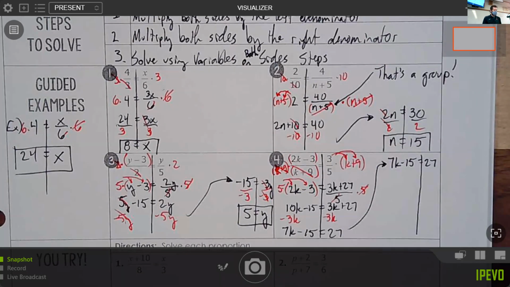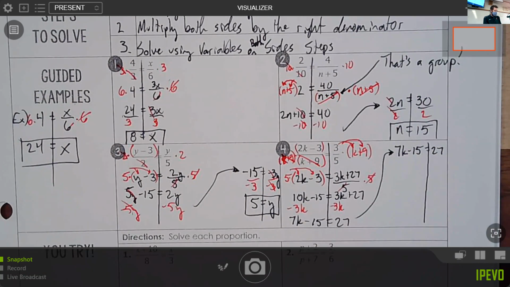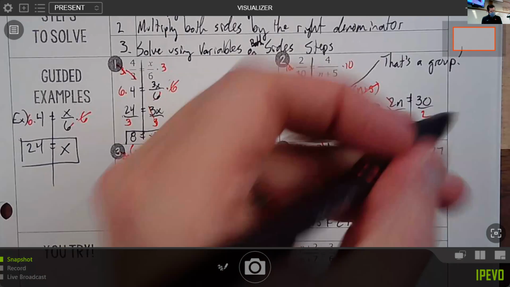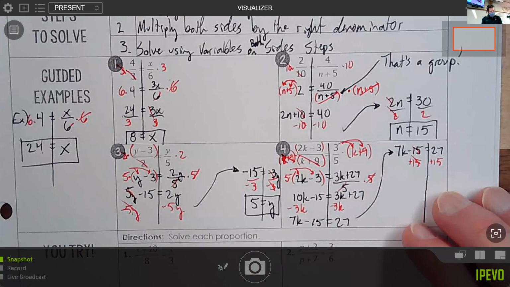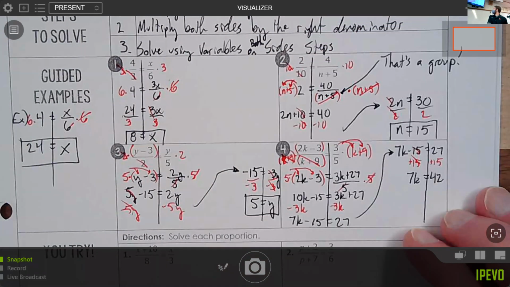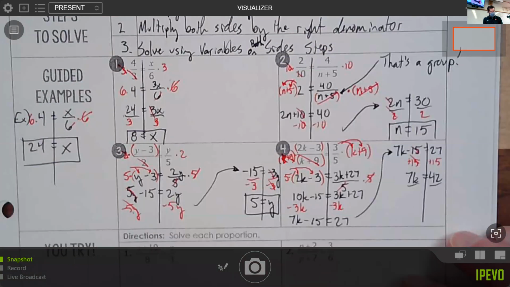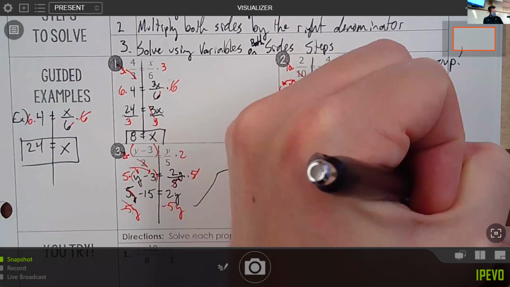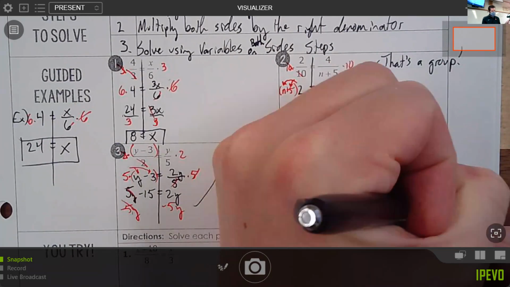Okay. What's our next step? We got 7k minus 15 equals 27. Add 15. Yep. So plus 15, plus 15. 7k is equal to 27 plus 15, which is 42. And that'll make our answer pretty nice, because when we divide both sides by 7, what does that give us? K equals what? 6. K equals 6. Nice.